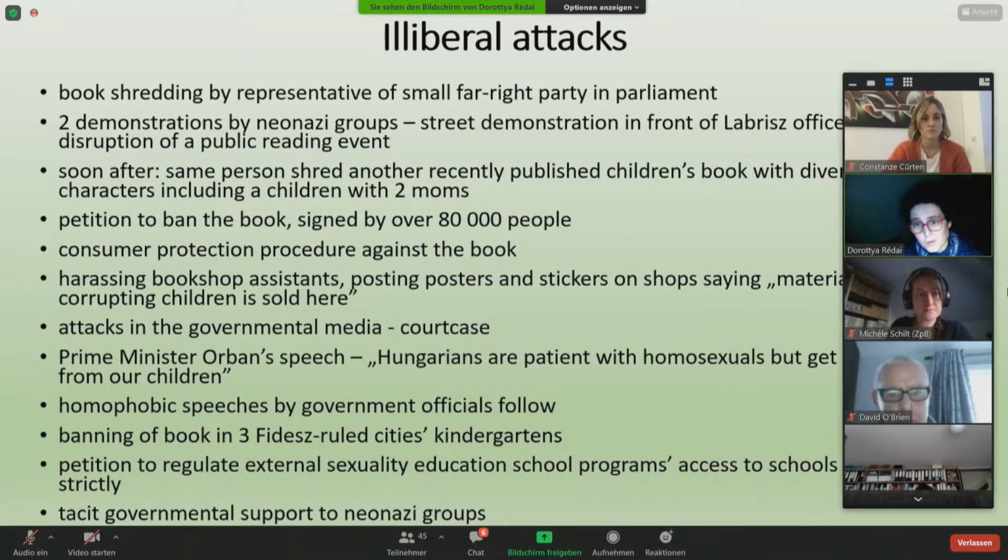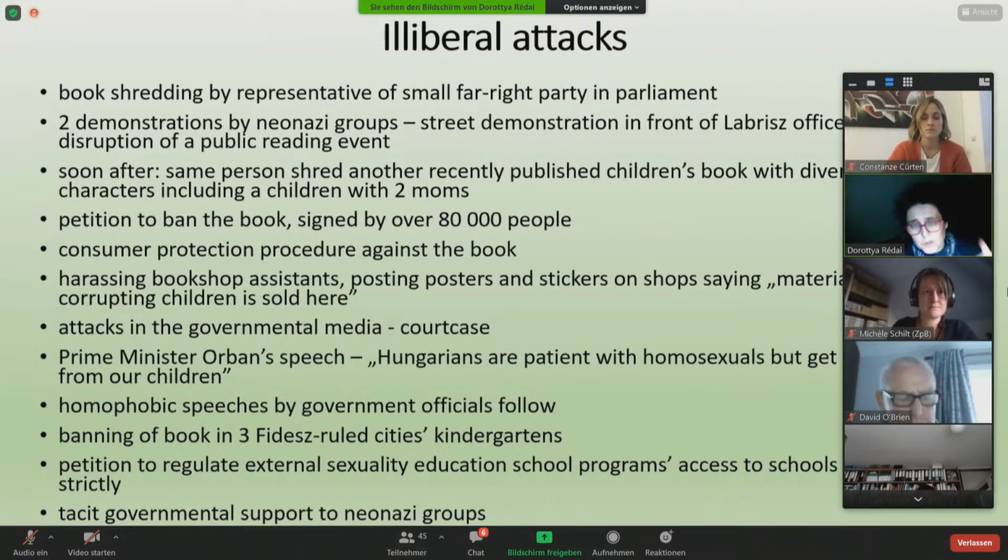And then came the Prime Minister, Orbán, who gave a speech. He gives a speech every Sunday morning, and in one of his speeches he was asked about the book, and he explained that Hungarians are very patient with homosexual people, so they should appreciate that, but we should stay away from their children, as if we didn't have children, of course. So I will talk a little bit more about this protecting our children discourse.